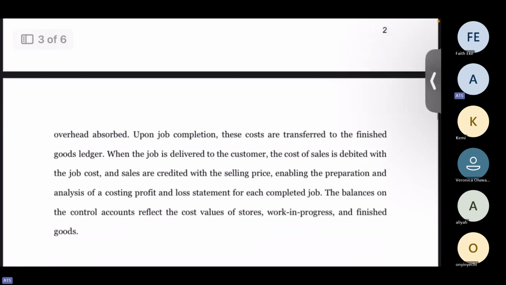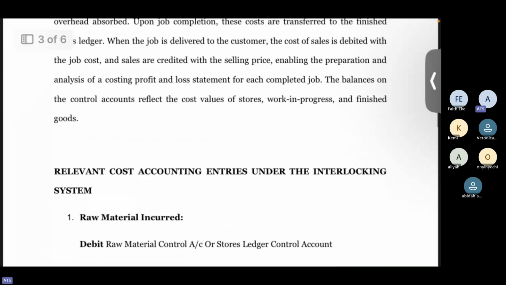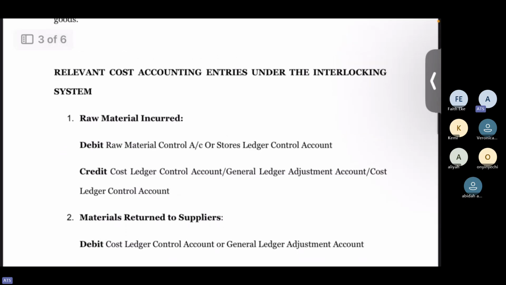Now, upon completion, that means when the work in progress has been completed, when you have combined everything together, your materials, your labor, indirect and direct, they become finished goods. And those things have to leave the work in progress account and be transferred to the finished goods account. If at the end of the period you still have some things left, it becomes work in progress closing inventory. All these are things that you've probably heard before. So let's look at the double entries under the interlocking system.